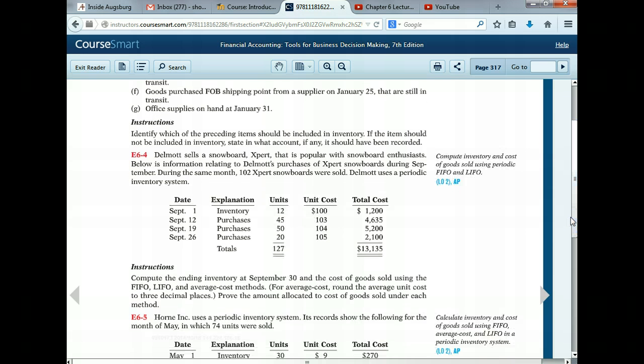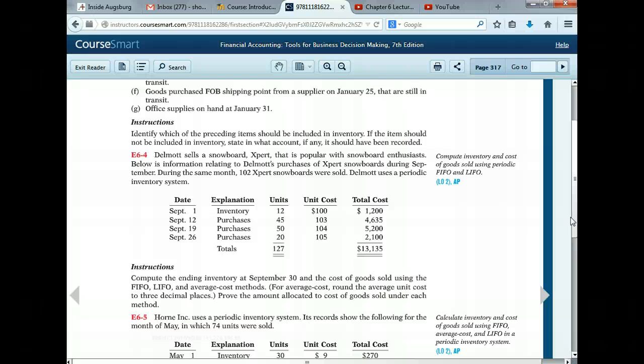Yes. So let's look at 4 and compute the ending inventory and cost of goods sold using FIFO, LIFO, and average. Delmont sells a snowboard, the Expert, that is popular with snowboard enthusiasts. Below is information relating to Delmont's purchases of Expert snowboards during September. During the same month, 102 Expert snowboards were sold. Delmont uses a periodic inventory system.